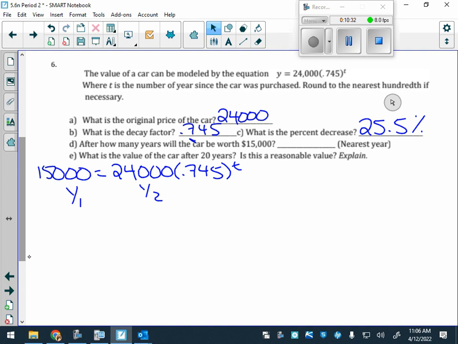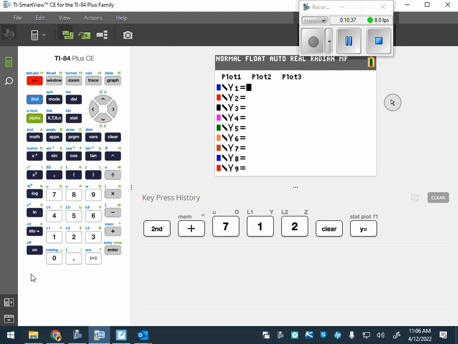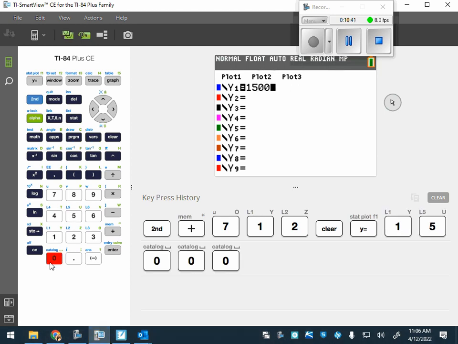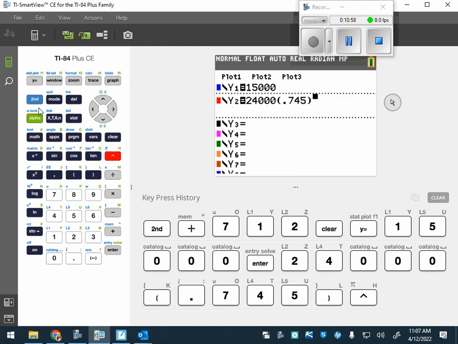In your calculators, if you go into y equals, left-hand side is 15,000. So if you are still struggling with this, this would be a good point to go through this again. Okay, 15,000. Y2 is 24,000 and 0.745. Okay, so that's first. Entering it in to Y1, Y2.